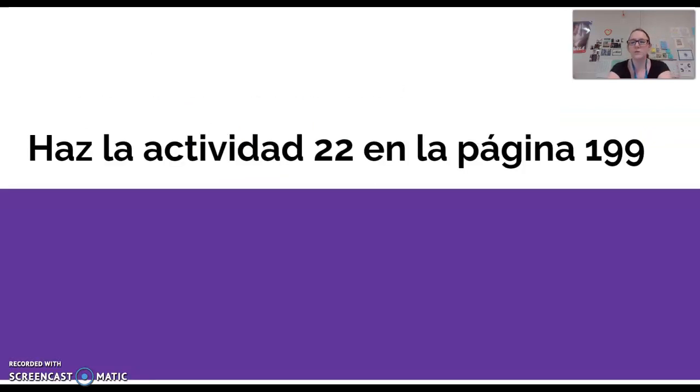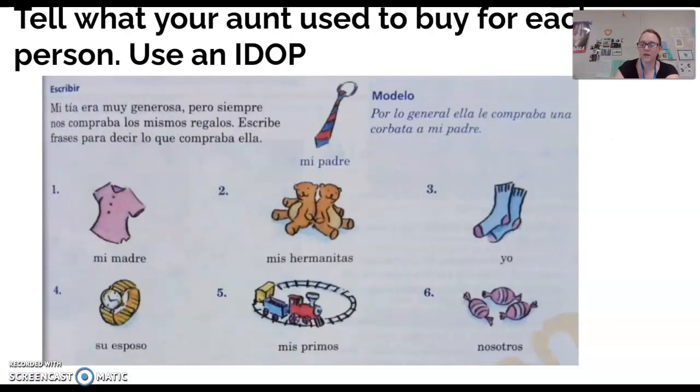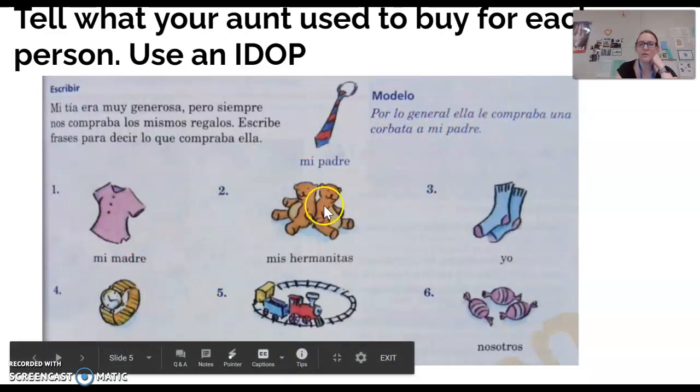Okay, so we're going to do activity 22 on page 199. Here it is. You're going to tell what your aunt used to buy for each person, and you're going to use an indirect object pronoun. If we look at the model, por lo general, ella le compraba una corbata a mi padre. So in general, she would buy a tie for my dad. Okay, so you're going to do the same thing with all of these.